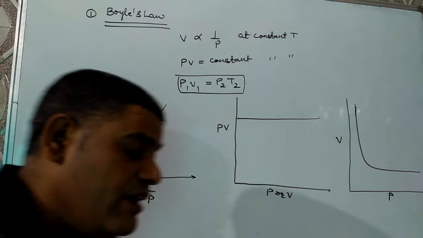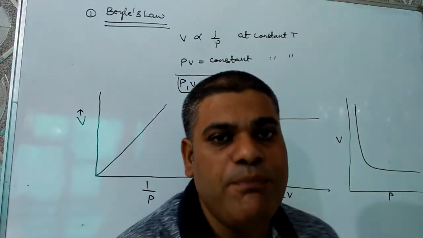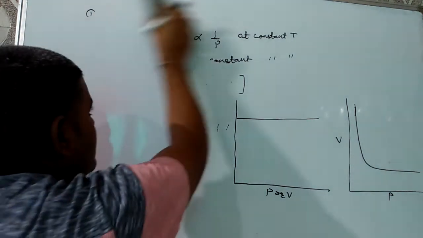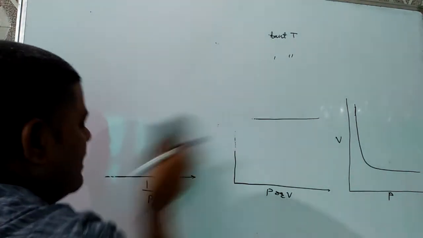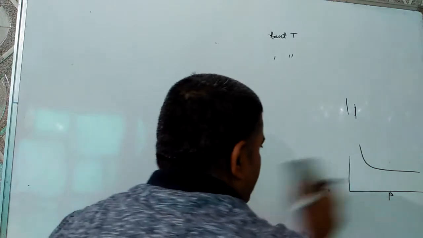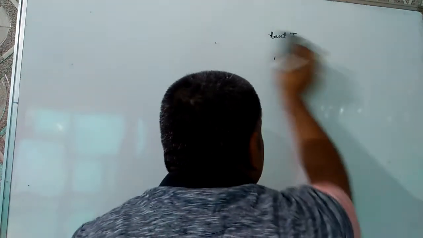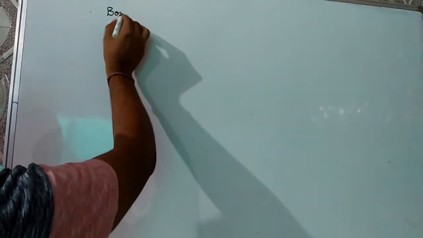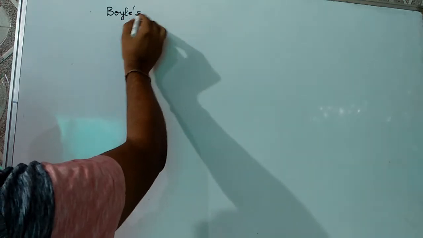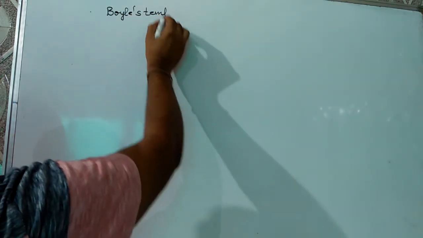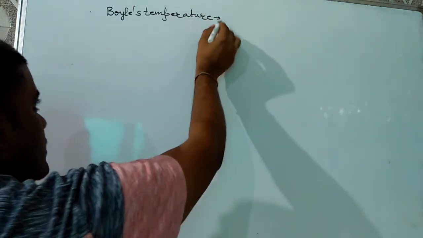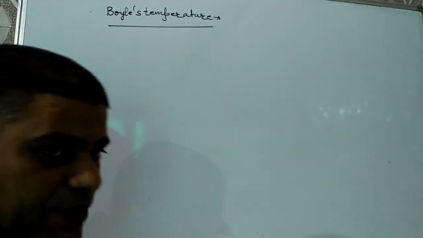Now one more important term related with it is the Boyle's temperature. A question may be there: what is Boyle's temperature? Boyle's temperature is the maximum temperature up to which Boyle's law is valid.